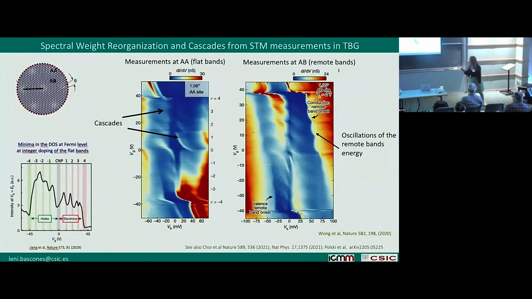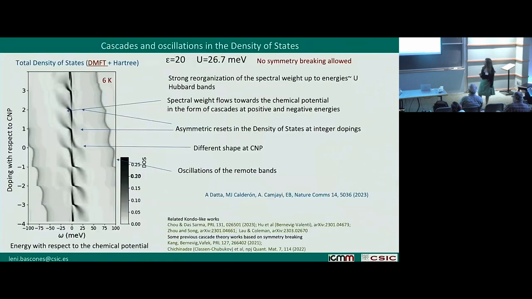Okay, so let me first look at what we obtain for the spectral weight reorganization, and how it compares with experiments. You can see the results here. We reproduce the strong reorganization of the spectral weight. This happens up to energies of the order of the on-site interaction, which for these values is of the order of 26 milli-electron volts. In fact, these spectral weights that you see here are the Hubbard bands of the system. You see how the spectral weight flows towards the chemical potential in the form of cascades of positive and negative energy.